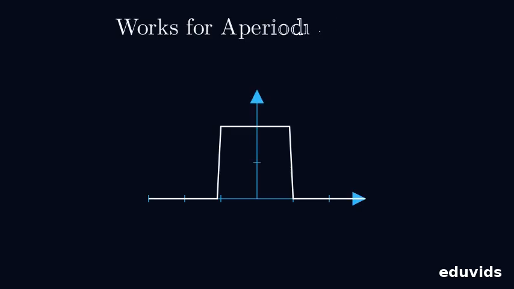A common misconception is that the Fourier transform only applies to repeating patterns. In reality, any integrable signal, periodic or not, can be transformed.